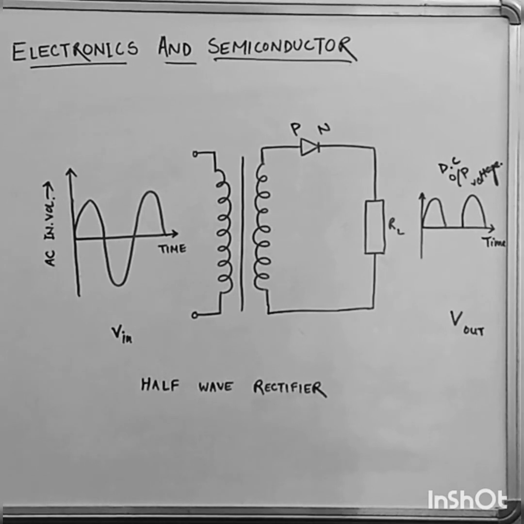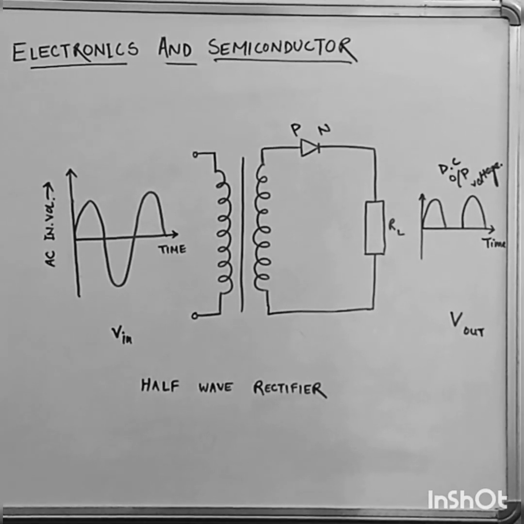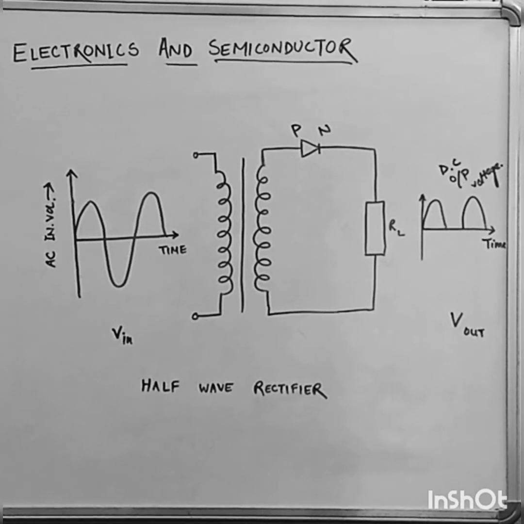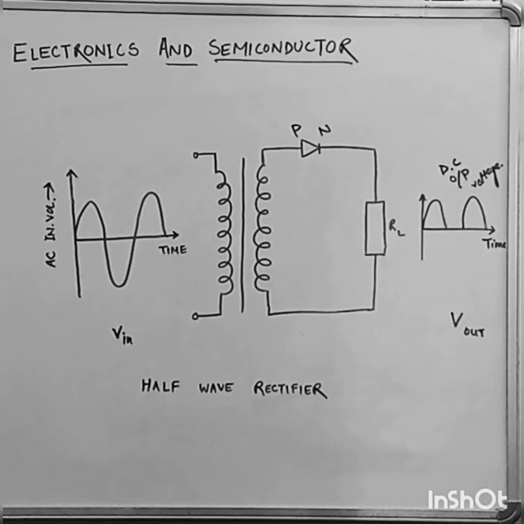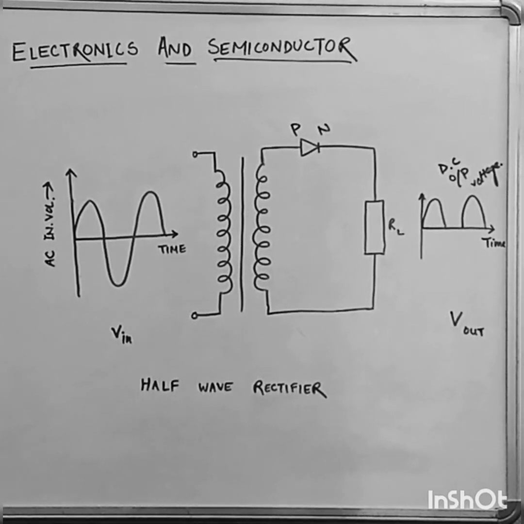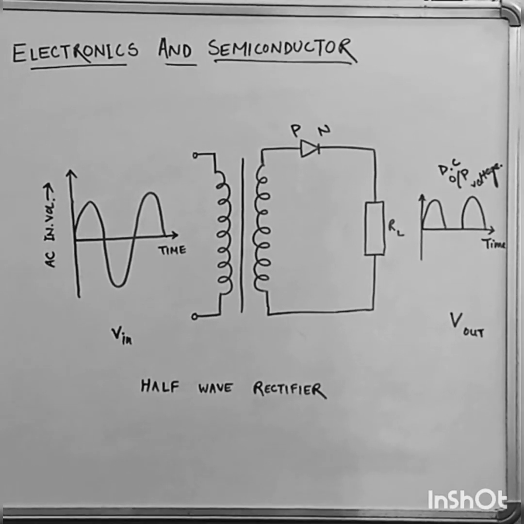So because the diodes have the ability to respond only when the plate or the anode is at a positive potential with respect to the cathode, diodes conduct current only when the anode is at a positive potential with respect to the cathode, and when the anode is at a negative potential with respect to the cathode, then there will be no current conduction through the diode. Okay, so now let us see what a half-wave rectifier is.